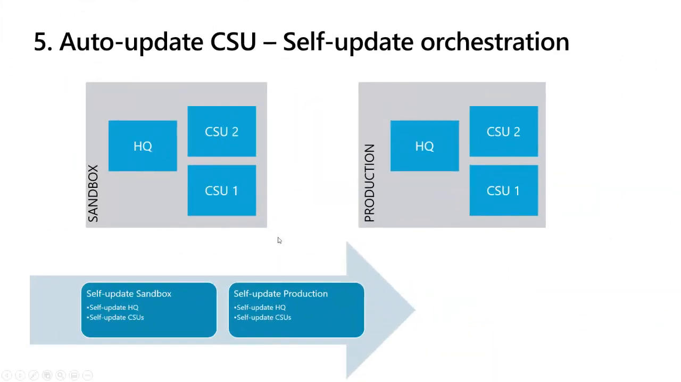The other flow that we still support in addition to auto update is the self update, which means you get about a month or more before your auto update kicks in to self update and self apply the update in your environment. So with self update, what we recommend is take your sandbox environment, update your HQ, and then self update each of the CSUs. And likewise, go to production, self update HQ, and self update CSU1 and CSU2.